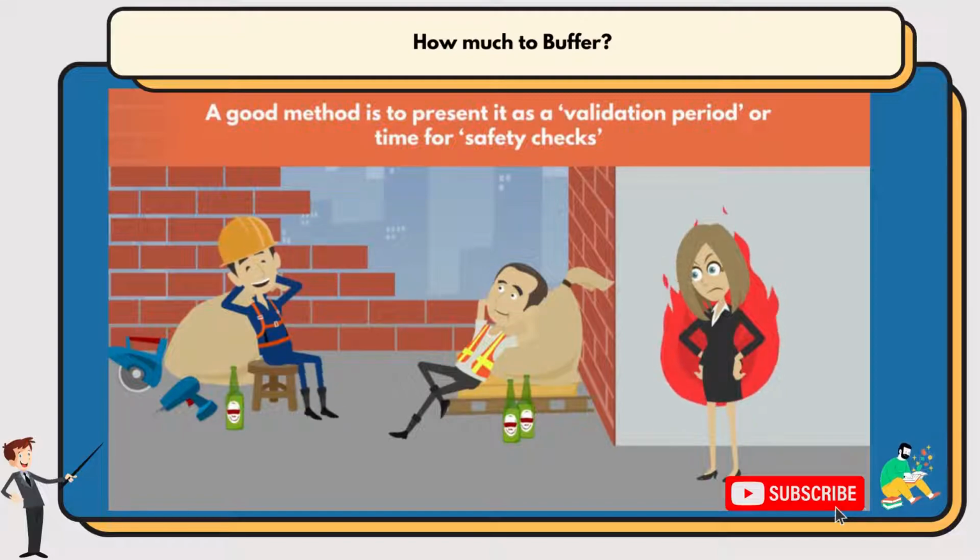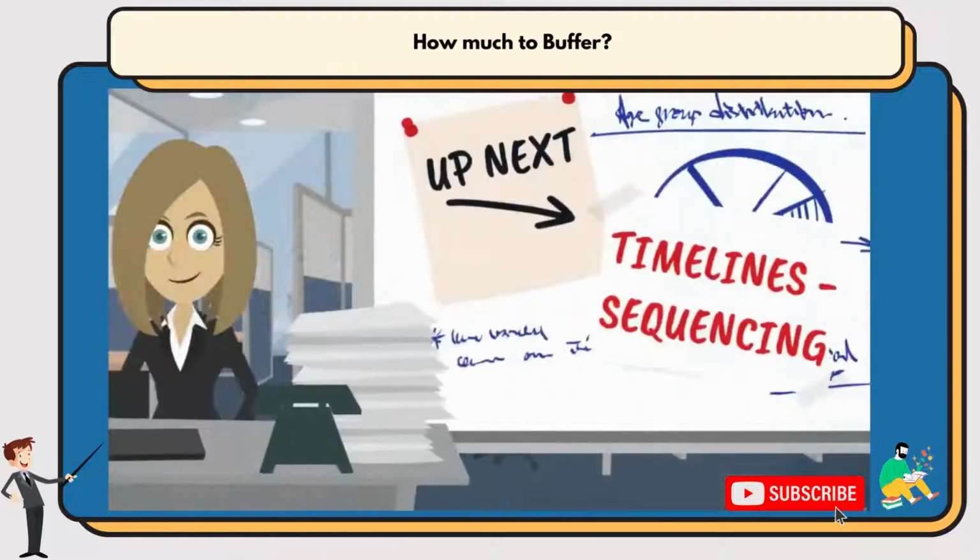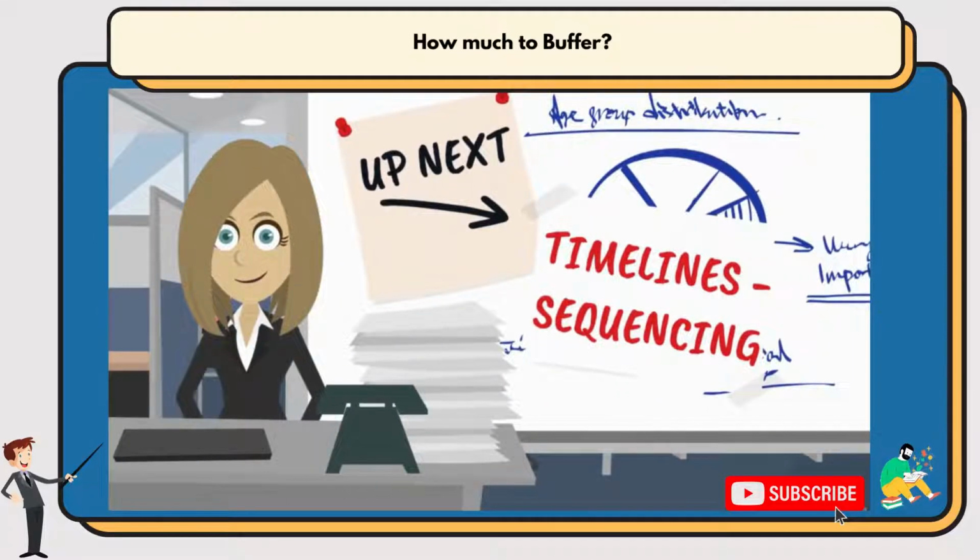Of course, another important way of preventing delays is by sequencing your tasks in the most effective way. Nothing can slow a project down like twiddling your thumbs, having to wait for tasks to finish before another can start. In our next lesson, we will go through sequencing tasks and the best methods to do this effectively.